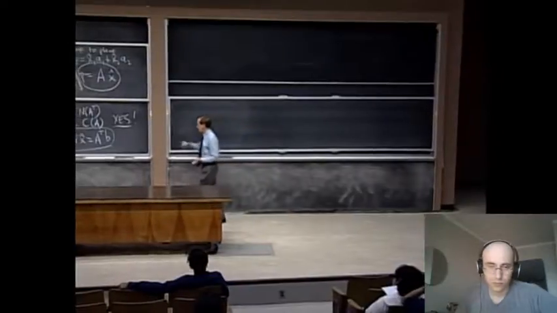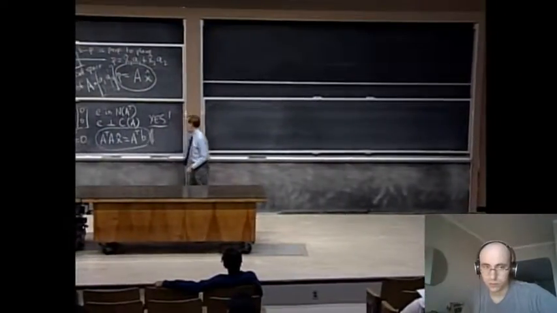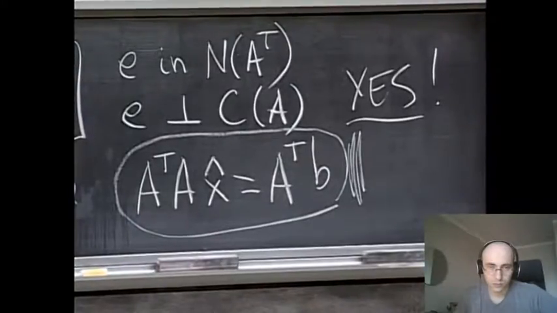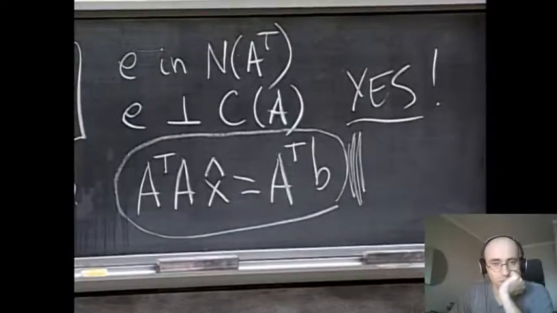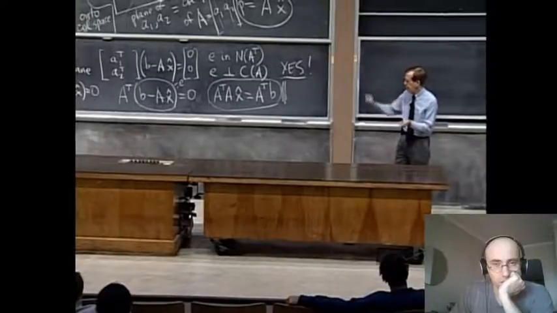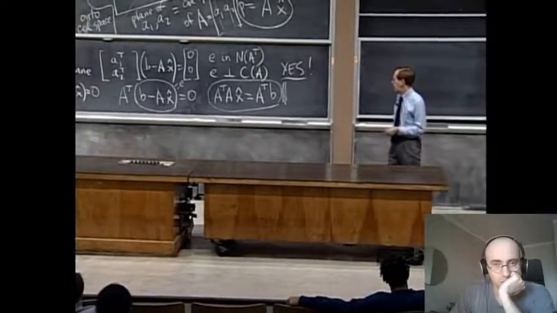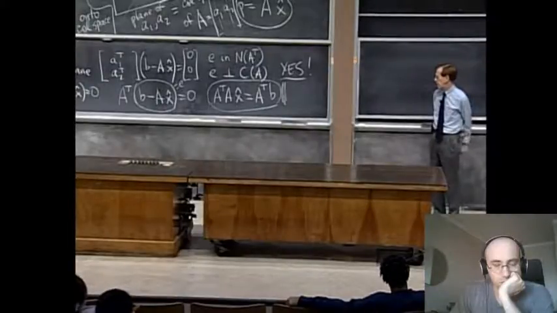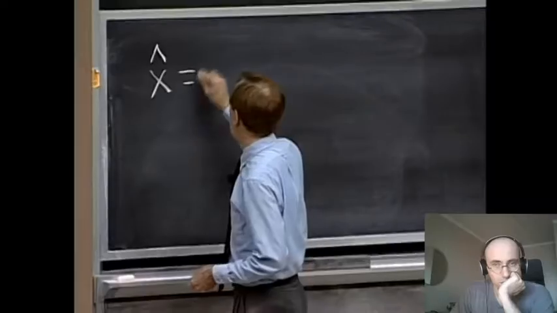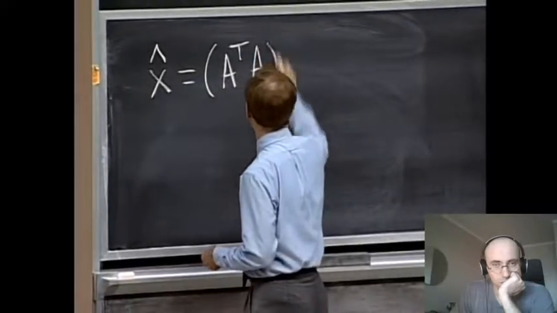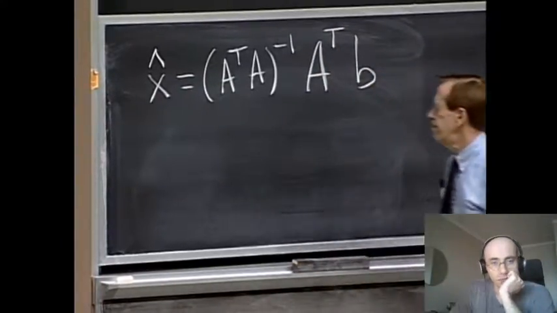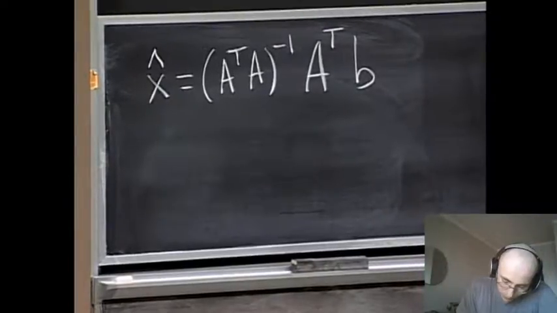Okay, this is the key equation. Now I'm ready for the formulas that we have to remember. What's x hat? What's the projection? What's the projection matrix? Those are my 3 questions that we answered in the 1D case, and now we're ready for the n-dimensional case. So what is x hat? Well, what can I say but A transpose A inverse A transpose B. Okay. That's the solution to our problem.